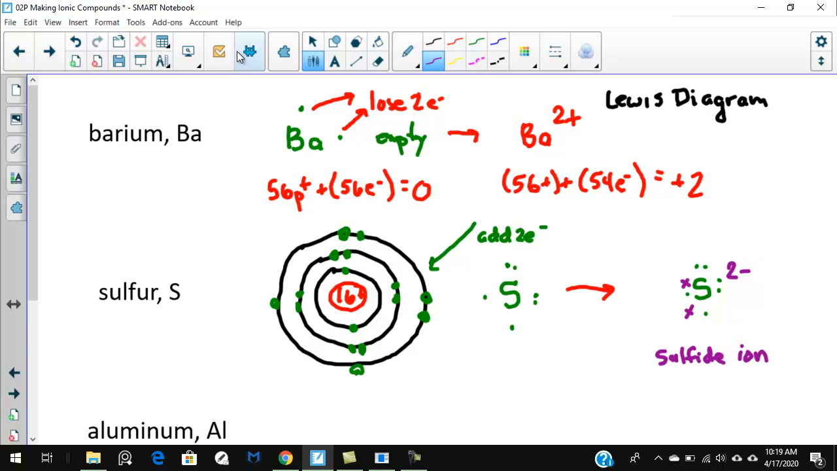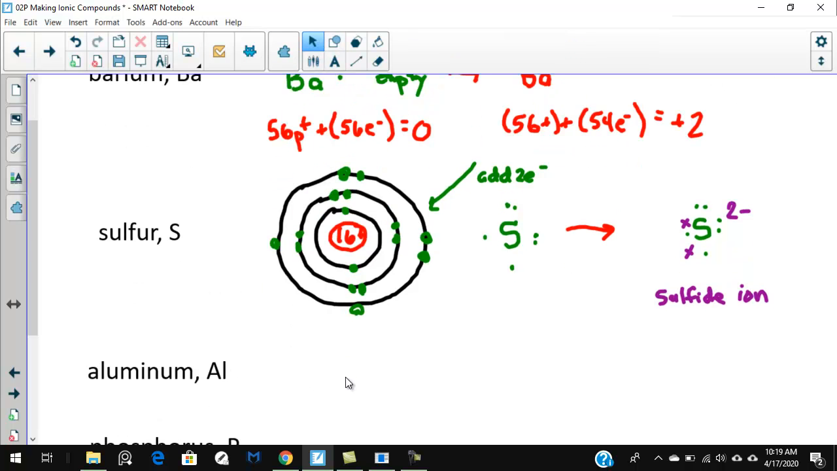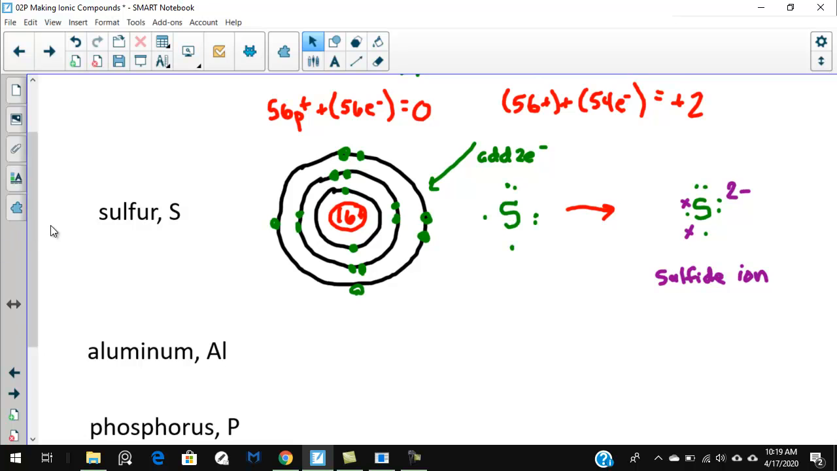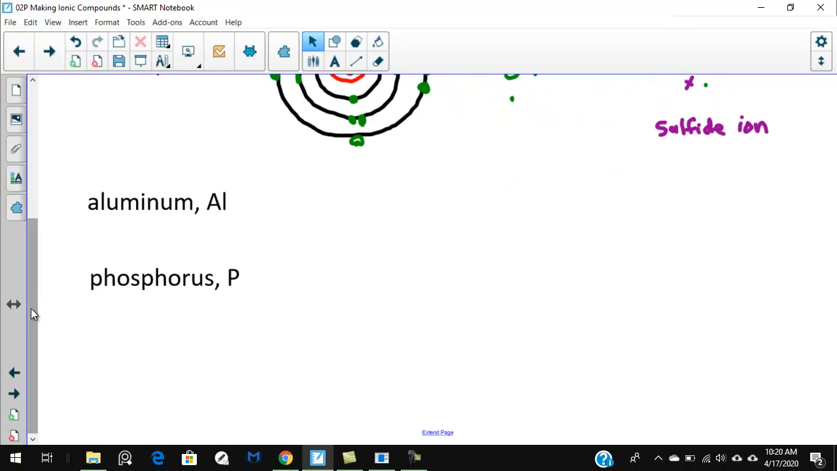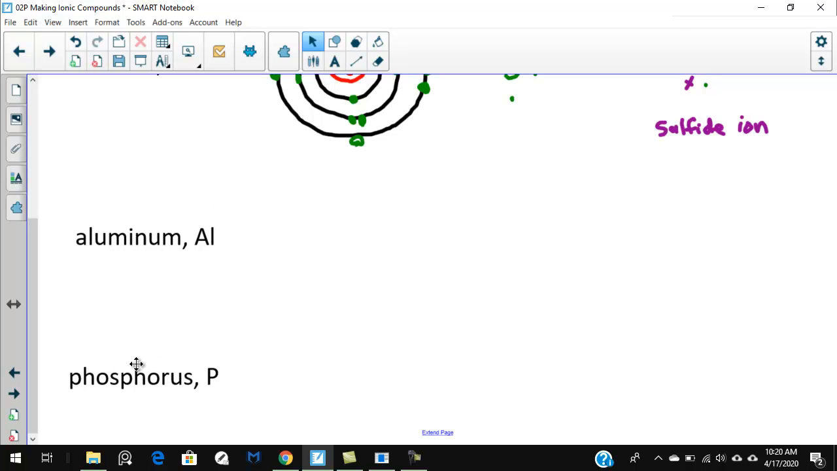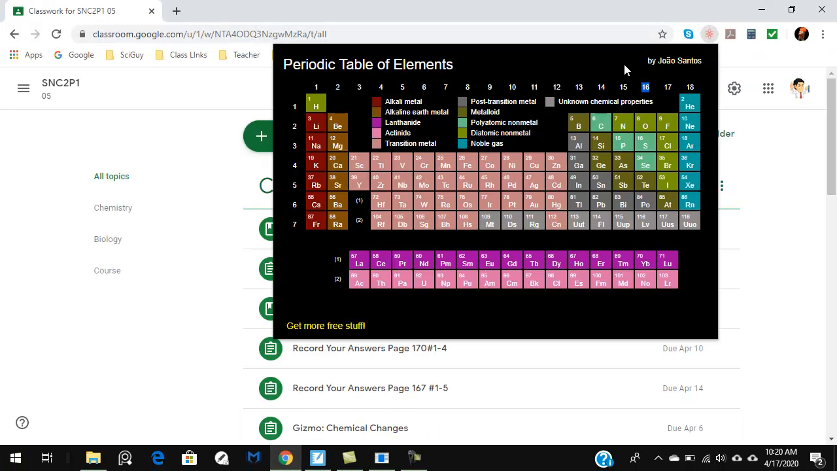All right, we'll do the last 2 here and see if you got those correct. So looking down here, we've got aluminum. So that's another metal if you check it. And phosphorus, which is a non-metal. So let's do those 2. Let's look at aluminum to see where it is. It's right here. It's just in the metal category.